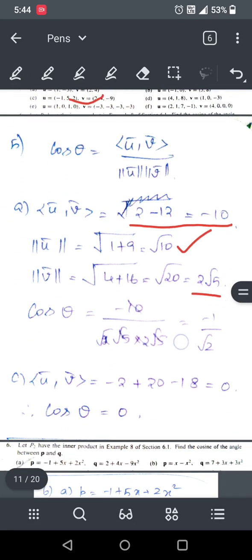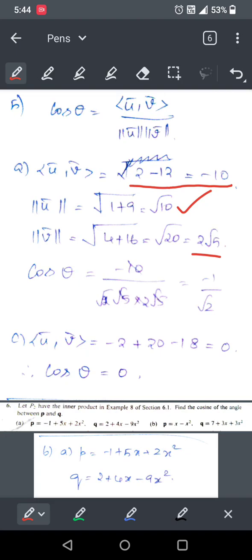And now cos theta is the inner product uv by norm u norm v, so minus 10 divided by this. What I can do is write this minus 10 as minus root 2 into root 5, and we know root 5 into root 5 is nothing but 5, so these 5 and 2 will get cancelled with this minus 10, leaving us minus 1 divided by root 2 as our answer.